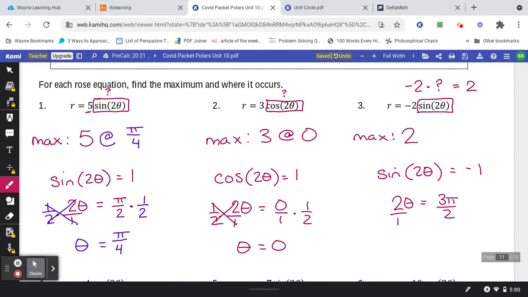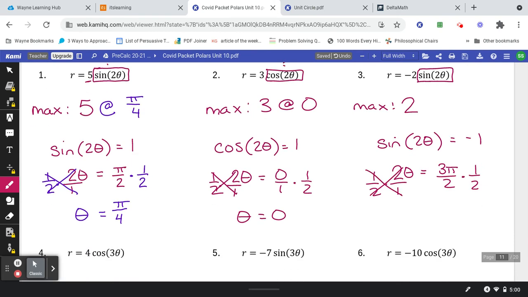And then I'll multiply again by the reciprocal. Cancel, cancel to get the theta by itself. And I would end up with 3 pi over 4. So I'll have a maximum of 2, and that happens at 3 pi over 4. Each of these first 3 examples would have 4 petals because of the 2 theta. Each one of those would have 4 petals.